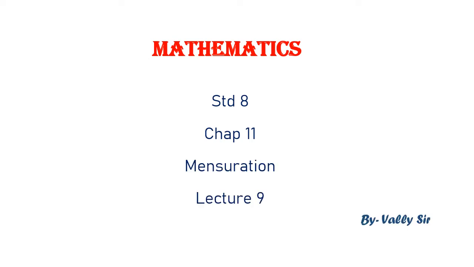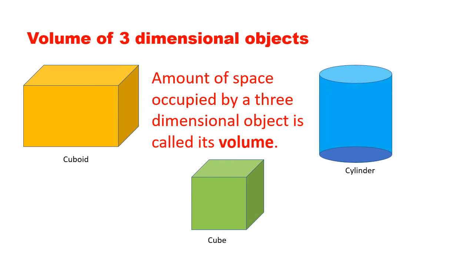The last topic is volume of a cylinder. So for the revision sake, we have done the total and lateral surface area of a cuboid, of a cube and of a cylinder. In the last two lectures, we saw the volume of the cuboid and the cube. In this lecture, we are going to move on to the volume of the cylinder.